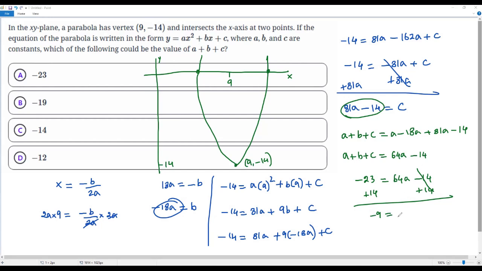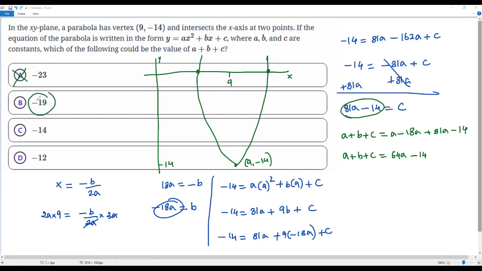-9. I'm sorry, -9. On the right side, we have 64a. Let's divide both sides by 64. When I do so, this 64 will cancel out. Anyways, I'm getting a negative value for a, but that's not possible. Just now we discussed, since the parabola opens up, the leading coefficient a in the quadratic function must be positive. So when I take this -23 as the value for a + b + c, I am getting a negative value for a. So we can reject answer choice A.